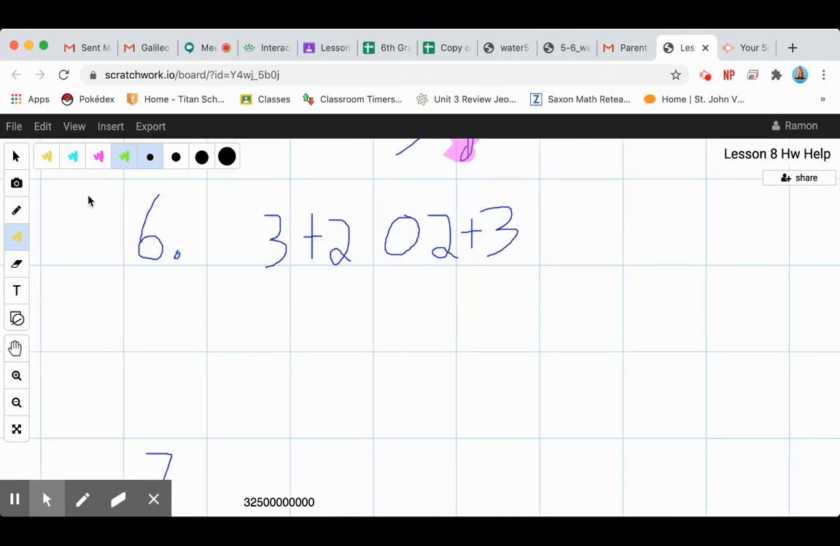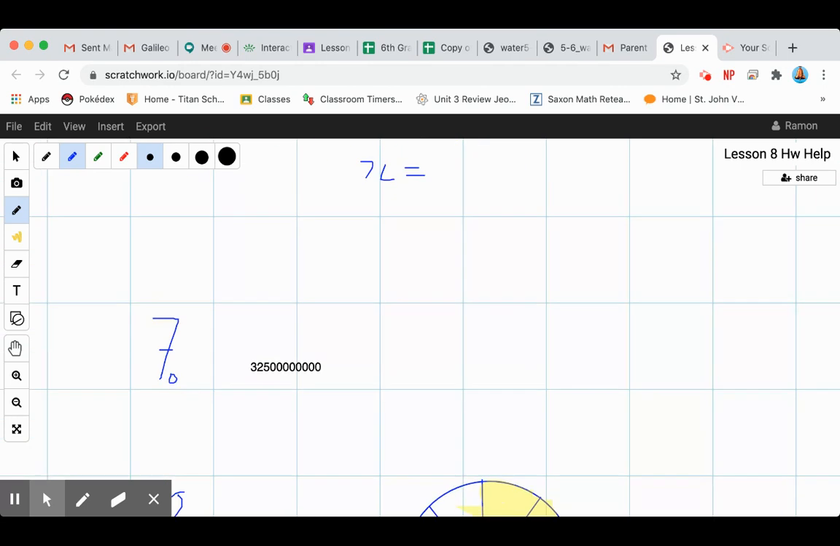For number 6, we want to use our comparison symbols: greater than, less than, or equal to. And we have 3 plus 2 compared to 2 plus 3. And after you've compared them, you want to know what property we're using. So here, all we did was change the order of the numbers. So changing the order of the numbers gives us a very specific property. Remember that our properties are associative, commutative, and identity for addition.